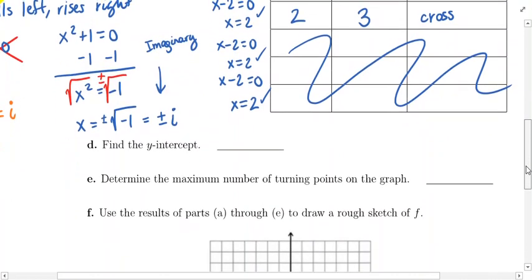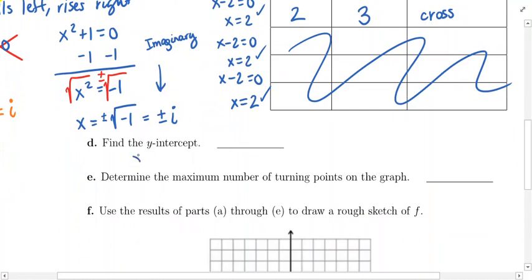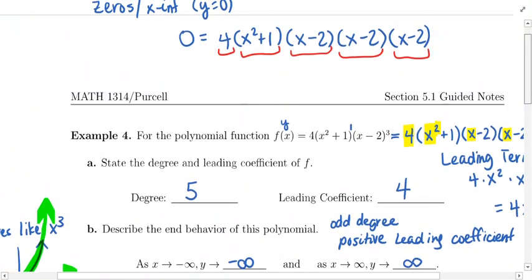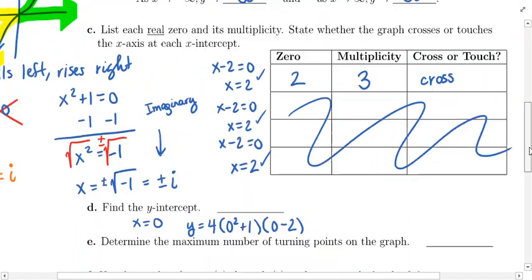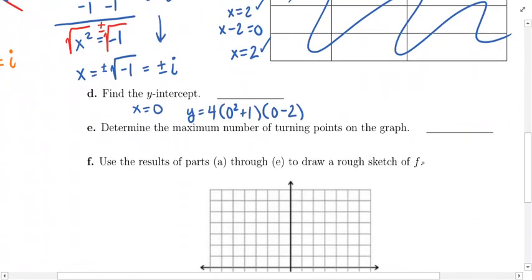That's going to be the y-intercept in part D. So we need to go back to the original function. We need to set x equal to 0 and solve for y. So if we go back up here, we're going to get 4 times 0 squared plus 1 times 0 minus 2 times 0 minus 2 times 0 minus 2. This is going to give us 4 times 1 times negative 2 times negative 2 times negative 2.